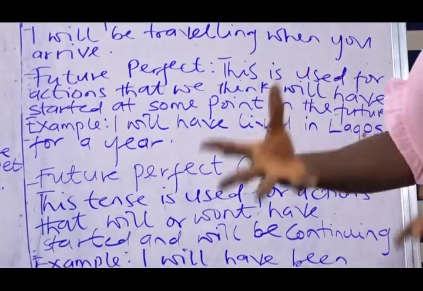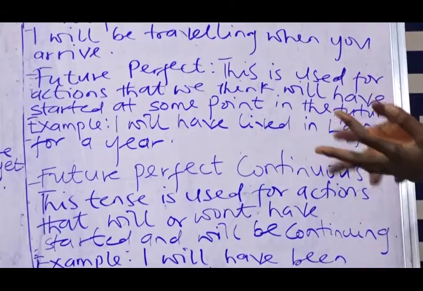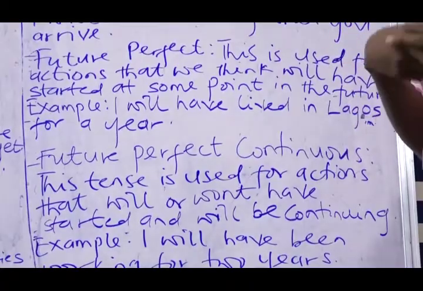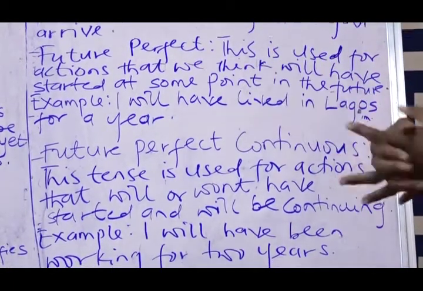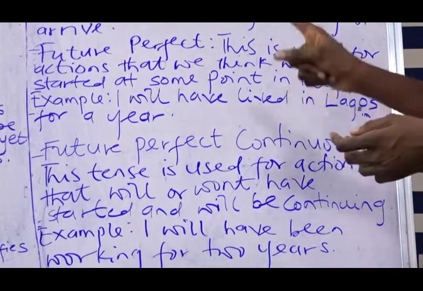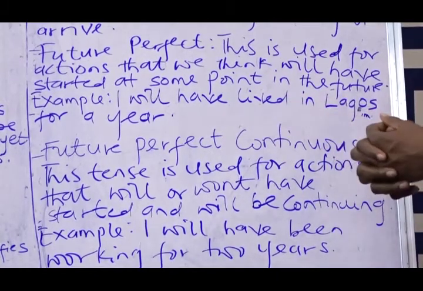I will have taken my exams. You can say, I will have lived in Lagos for a year. It hasn't happened, but you are imagining it. Now, this future perfect tense, if you want to imagine how your future will look like, this is the tense for you.